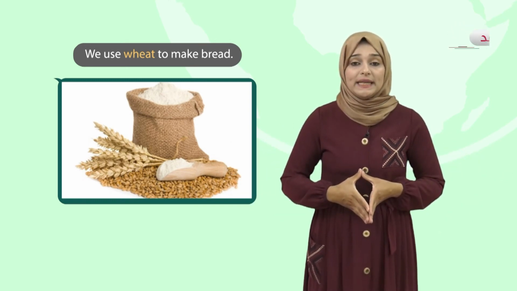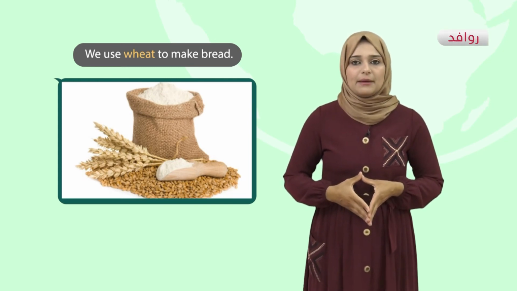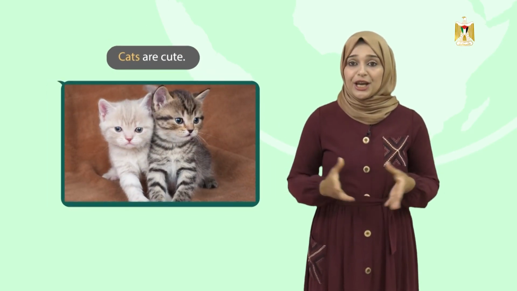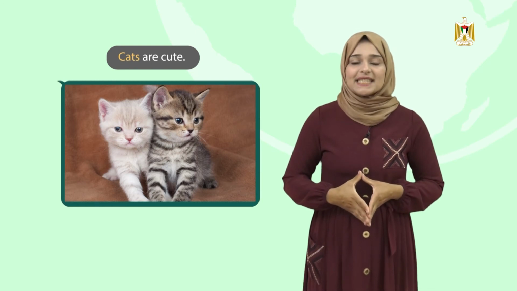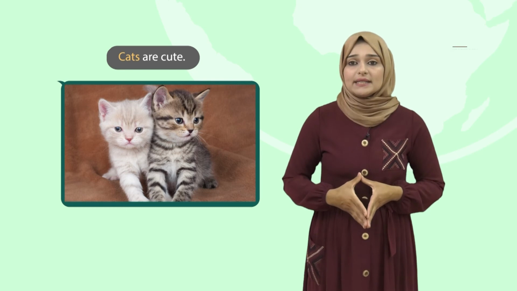We talk about wheat in general. Let's see another example. Cats are cute. Do you agree? Here, we talk about cats in general. So, we use zero article.